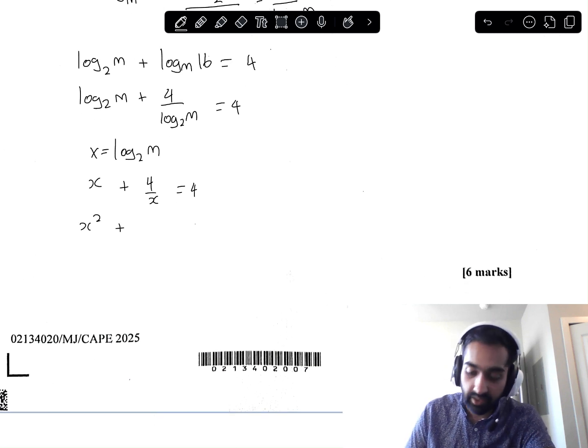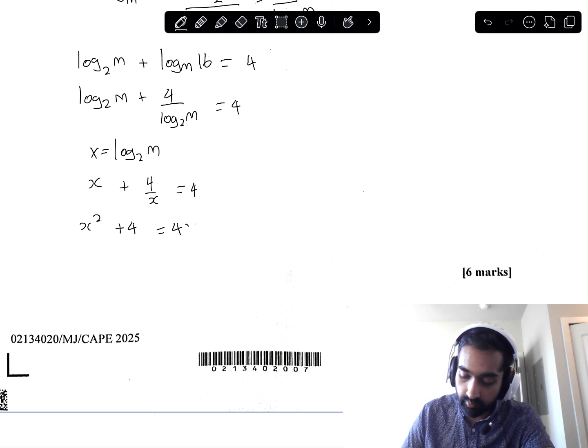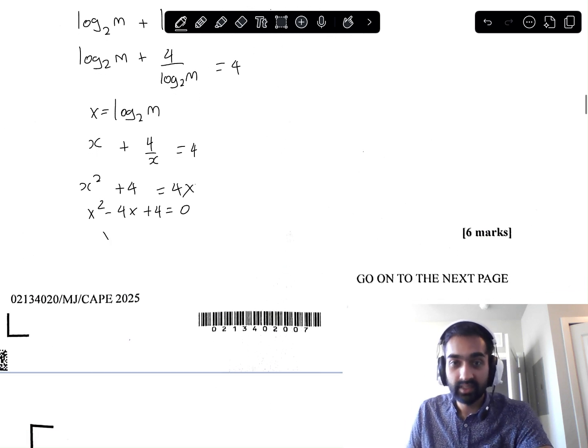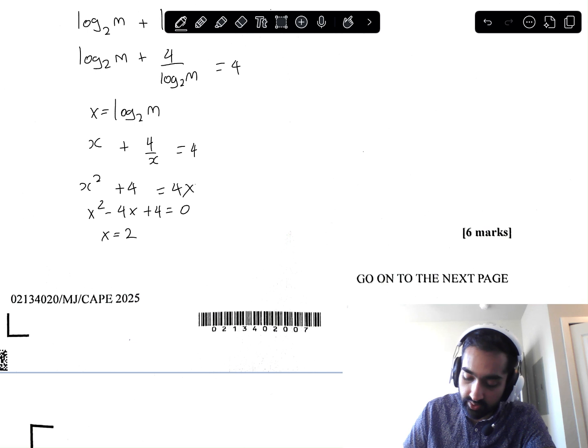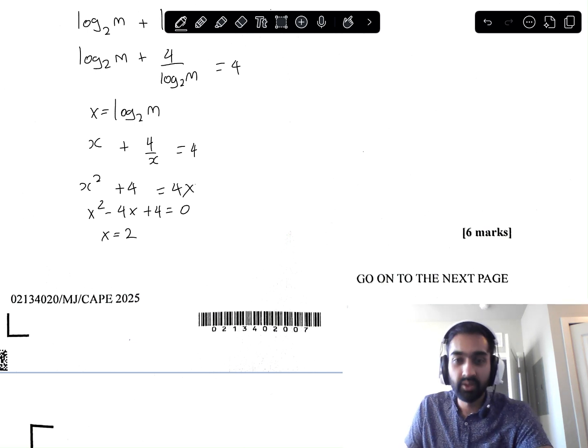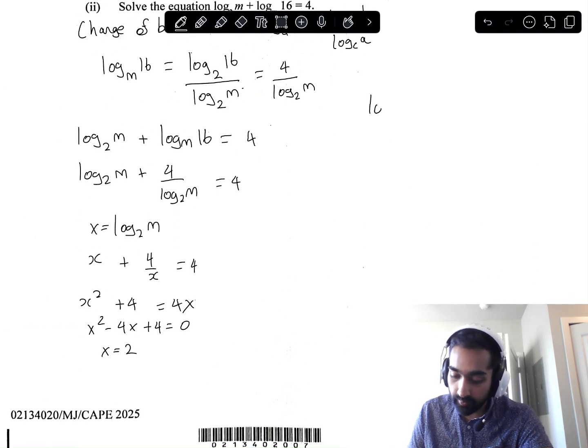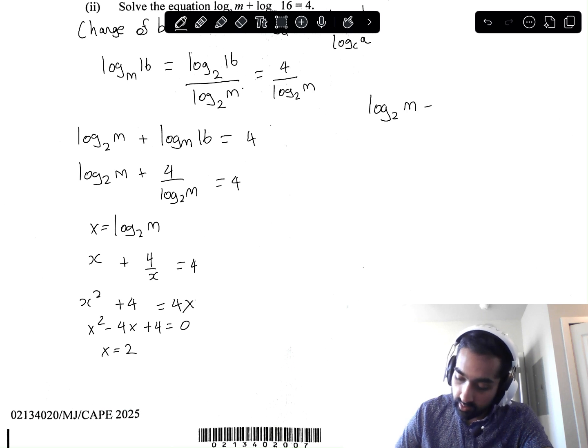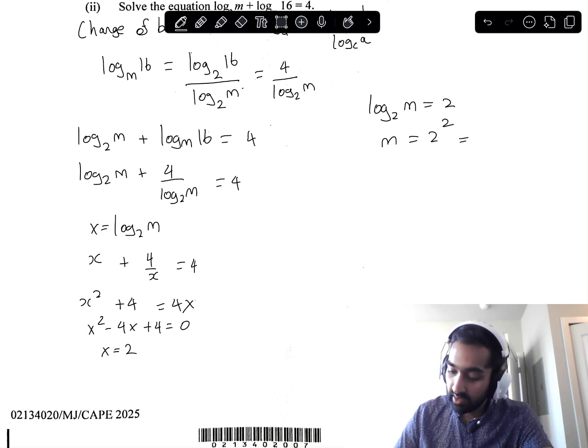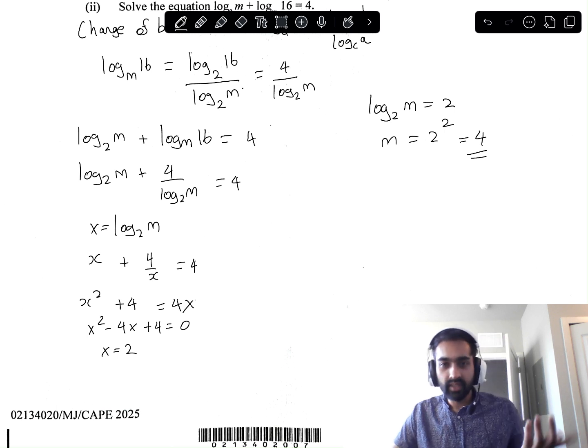So I just multiply by x. x squared plus 4 equals 4x, or x squared minus 4x plus 4 equals 0. This is a quadratic, you could solve it, and you'll see that the solution is just x equals 2. But remember, we're asked to solve for m, so log base 2 of m equals 2, and then undoing the logs, m is equal to 2 to the 2, which is equal to 4. That's how you solve this equation.